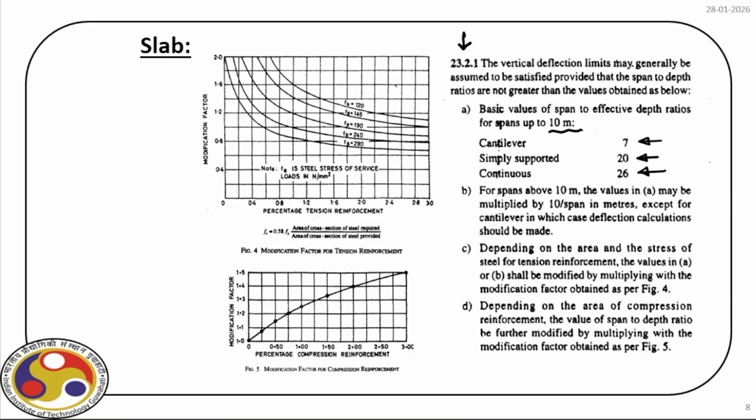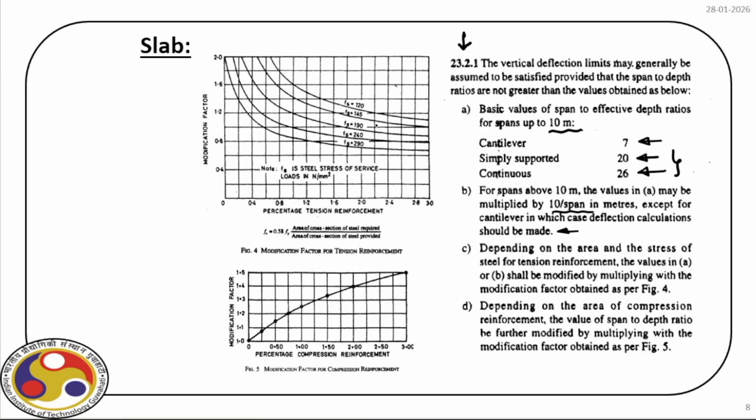Now the subclause B says for spans above 10 meter, the value in A may be multiplied by 10 by span in meters, except for cantilever, in which case deflection calculation should be made. So that means if we have span more than 10 meter, then for these two, we can modify with this factor, and we don't need to go for exact structural analysis to find out the deflection. But for cantilever, we have no such options and we have to go for exact estimation of the deflection.